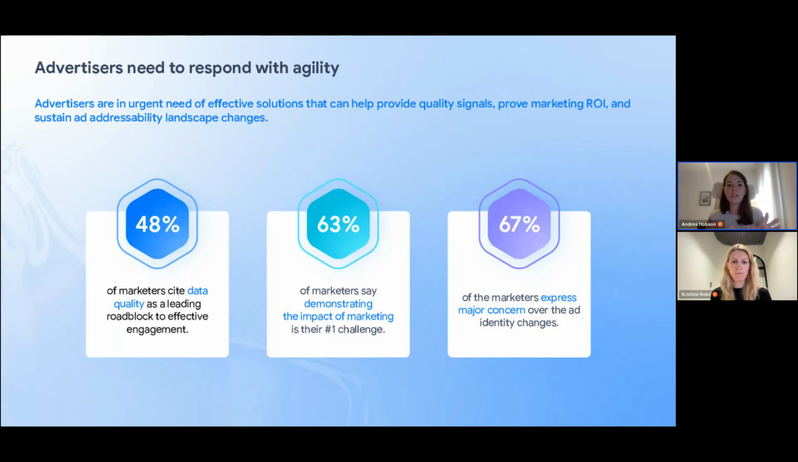So these numbers here in this slide make it really clear. Brands need more reliable signals and measurement tools that can keep up with those shifts. And in more practical terms, your clients are looking for solutions that can provide more actionable insights and prove the impact of their marketing actions, and future-proof their campaigns against any privacy changes and any tracking limitations.